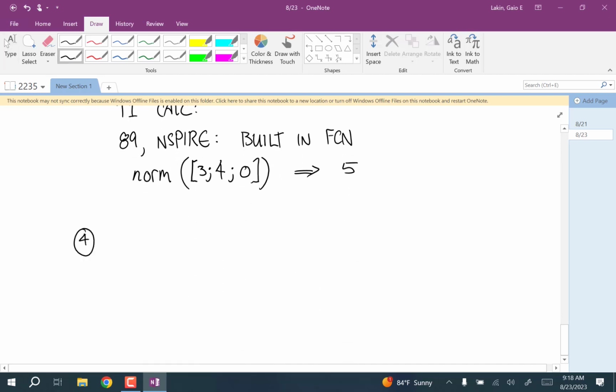Okay, the fourth thing, now we're getting into some things that maybe haven't been so useful to you in the past, but in this class, you're going to use it all the time. Calculating a unit vector in the direction of a given vector.